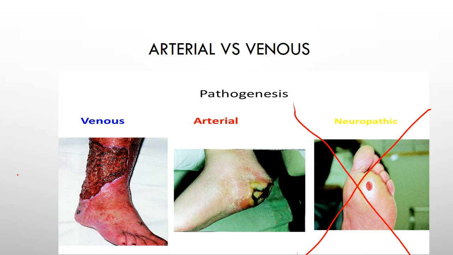So the venous wounds are going to need to be debrided. There's going to be a lot of drainage. They're going to be reddish because the blood is pooling. They're going to be edematous. So you're going to need to debride them.